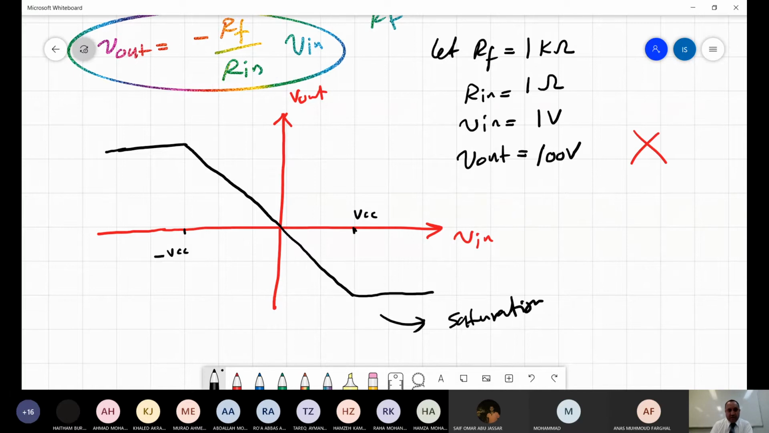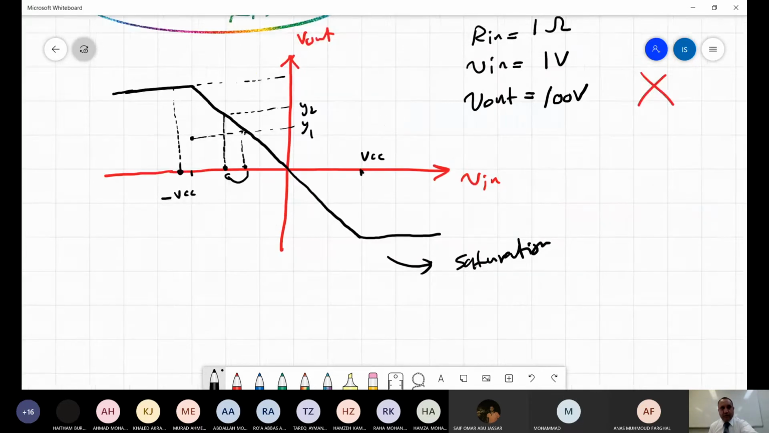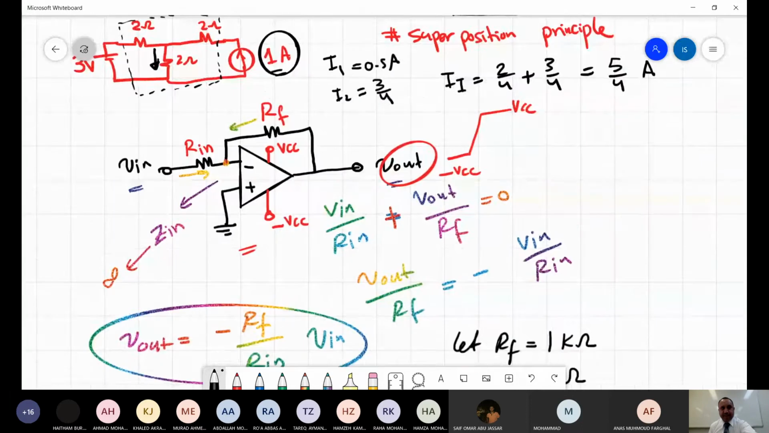Why? Because if I have an input here, and an input here, this input has this output, and this input has this output, let's say here. Now, if I add those two inputs, I will get somewhere here, a fixed output, which is not equal to y1 plus y2. So this is a system which does not obey the superposition principle, so the system becomes nonlinear. Good.